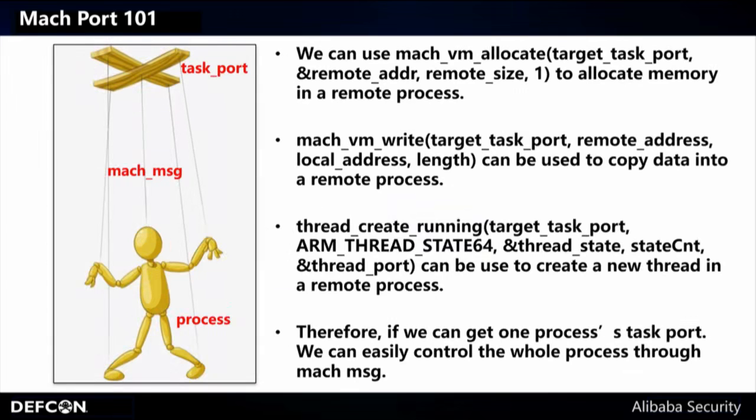This port is very useful. For example, we can use mach_vm_allocate to allocate memory in a remote process through the task port, mach_vm_write to copy data into a remote process, and thread_create_running to create a new thread and control registers in a remote process. So if we can get the task port, we can control everything of the process.